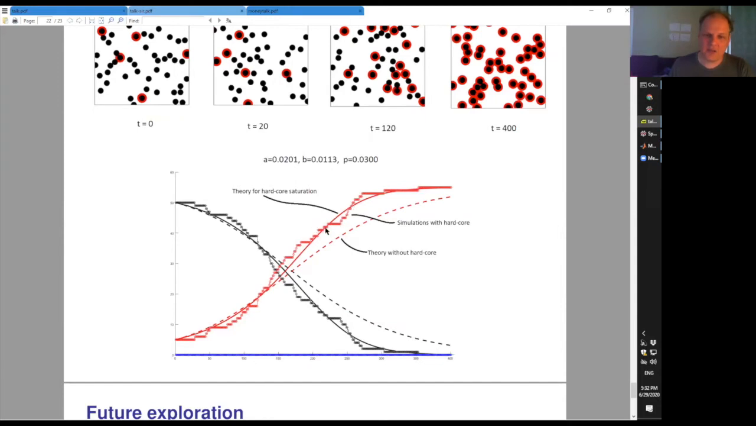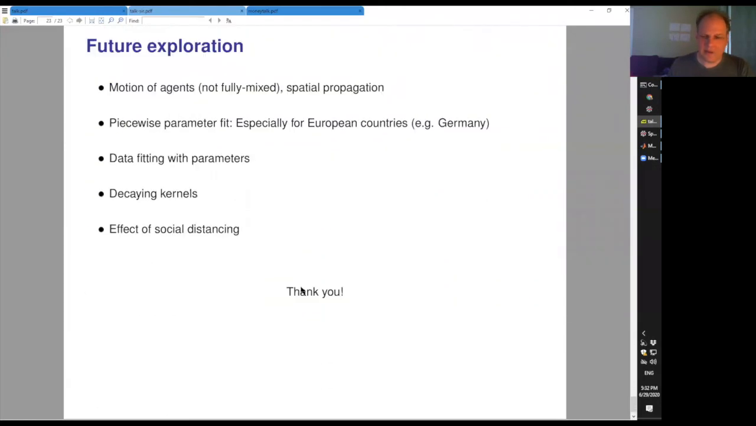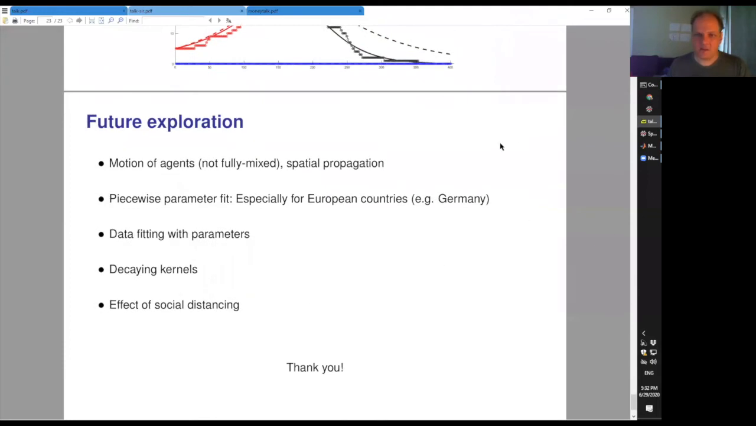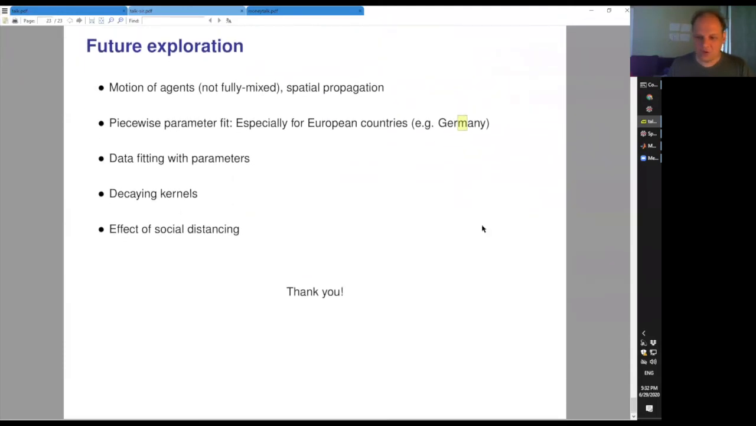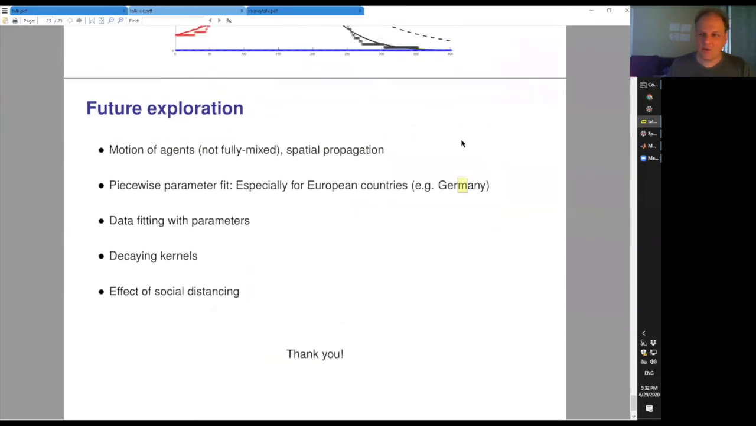So here's the actual stochastic simulation. Then if I do the theory for the hardcore, that's this solid red line, and the theory without the hardcore is this dashed line. Okay, so that's all I wanted to say for this model. I'll go on to my next topic now, unless there are any questions right now.